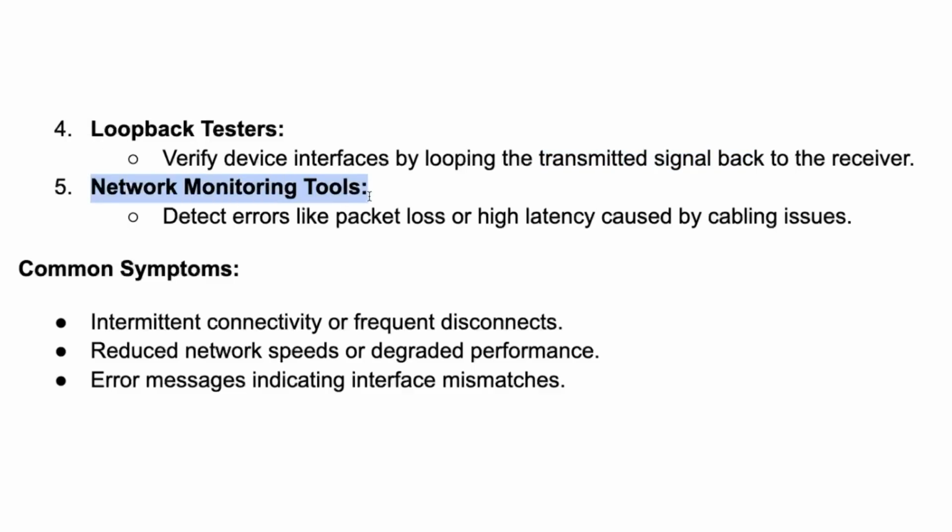We have the network monitoring tool. This actually detects errors like packet loss or high latency that are caused by cabling issues. So this helps you monitor the network itself, but it is looking at the physical infrastructure of the network, because we do have network monitoring tools that are software based and logical, and they look at your network speeds and if you experience packet loss. But in this particular case, we're looking at a physical tool that will look at your cabling and let you know if you have high latency or packet loss based on your cabling issues.